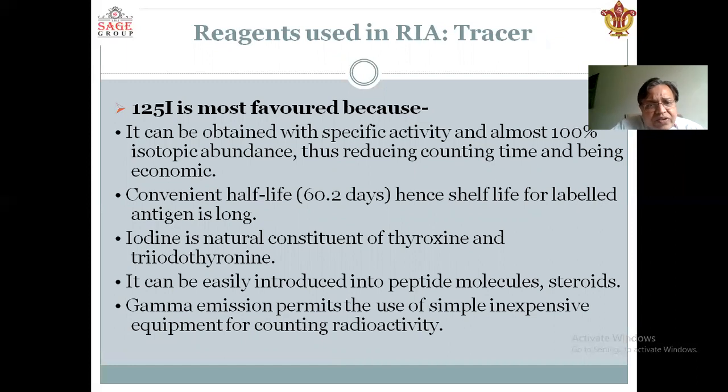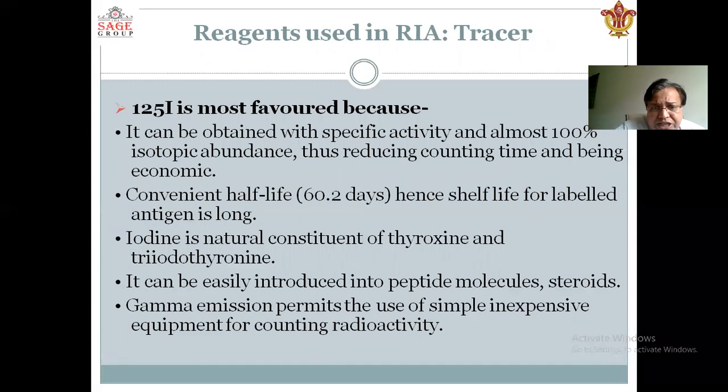Iodine 125 is most favored because it can be obtained with high specific activity and almost 100% isotopic abundance, thus reducing counting time and being economic. The convenient half-life, that is 60.2 days, gives the labeled antigen a long shelf life.